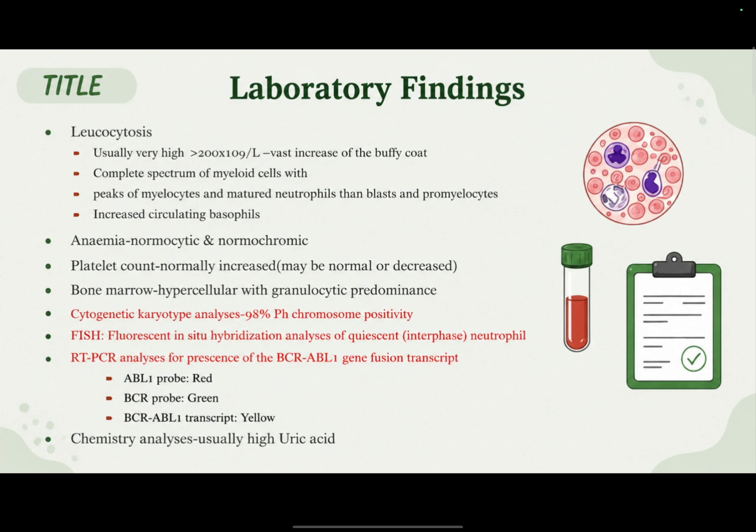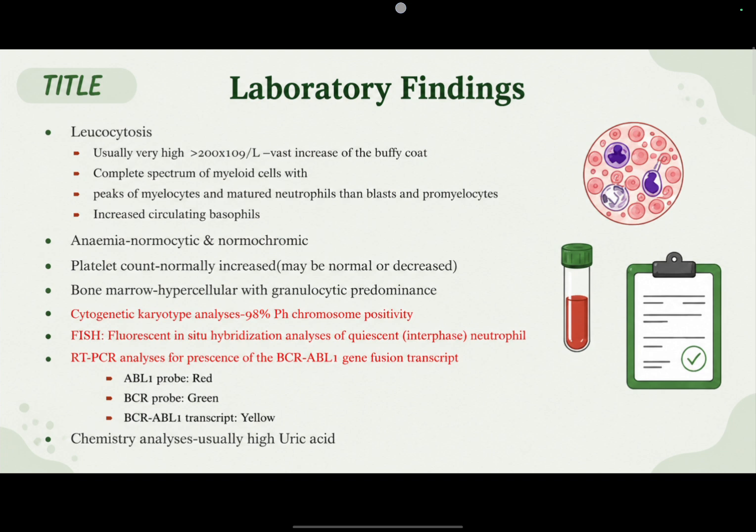So, let us take a close look at what the laboratory investigations reveal. The complete blood count shows extreme leukocytosis, frequently exceeding 200 × 10^9 per liter, leaving a massive dense buffy coat upon centrifugation. The peripheral smear shows the complete spectrum of myeloid cells with a highly characteristic bulge or peak in myelocytes and mature neutrophils.